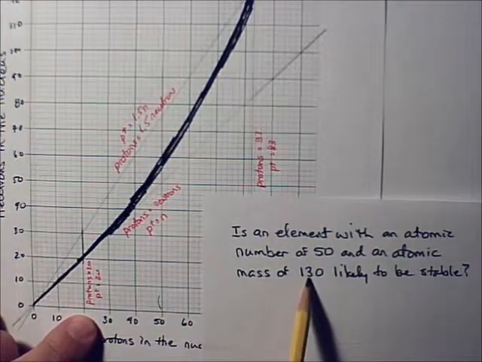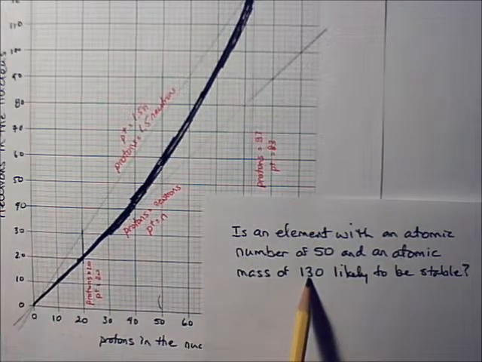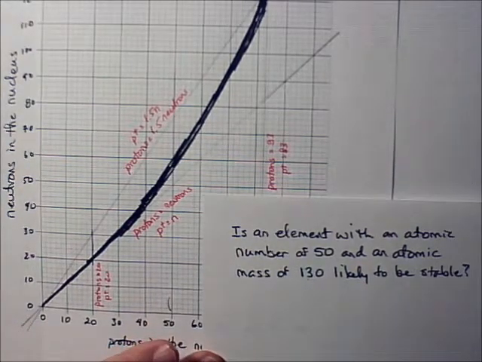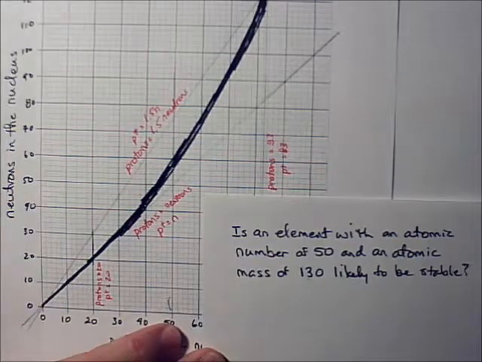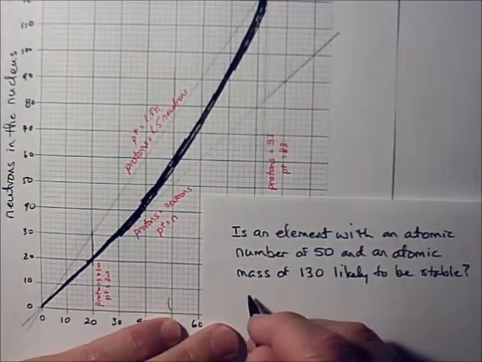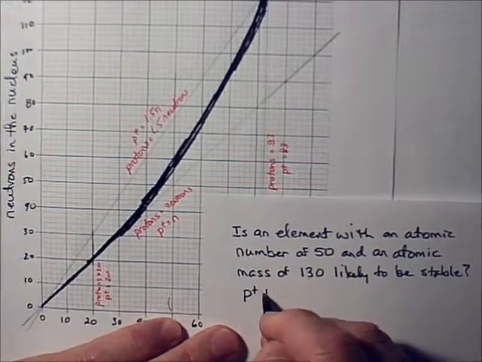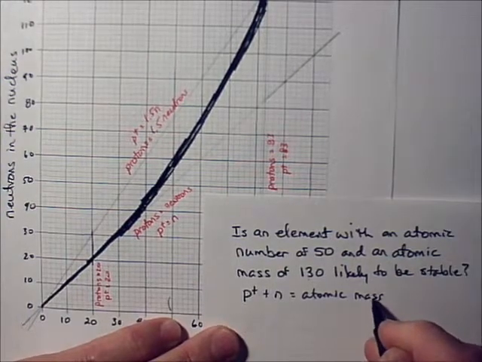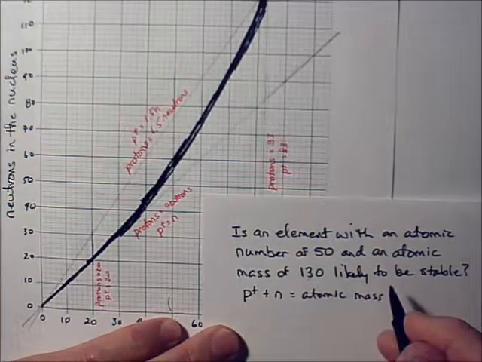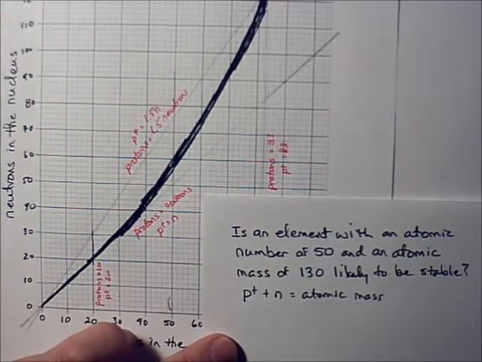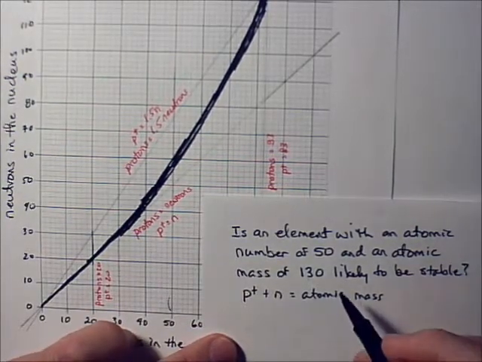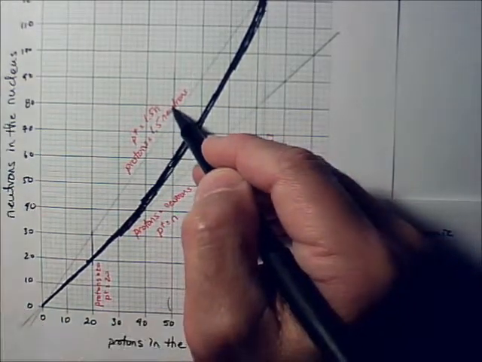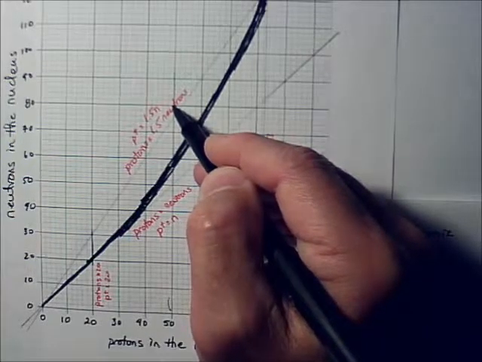So if I have a mass of 130, how many neutrons do I have? That's what I have over on this vertical axis, neutrons. 80, because protons plus neutrons equals atomic mass. Or you can just connect it to 130 and then go across and it leads to 80. You've got to know that it's 80 when you get there. So 50 up to 80 is right here. Does that look like it's going to be stable?